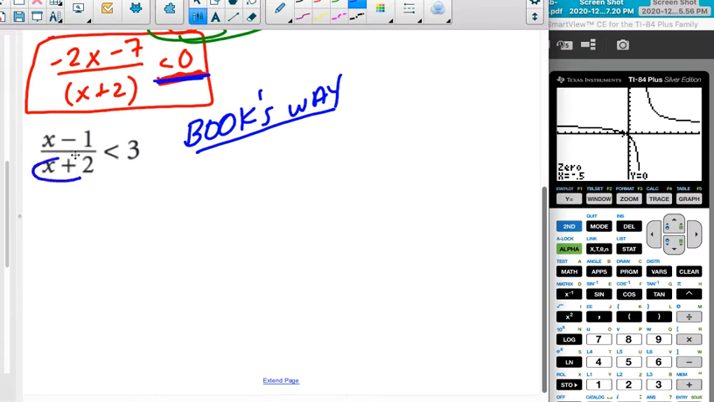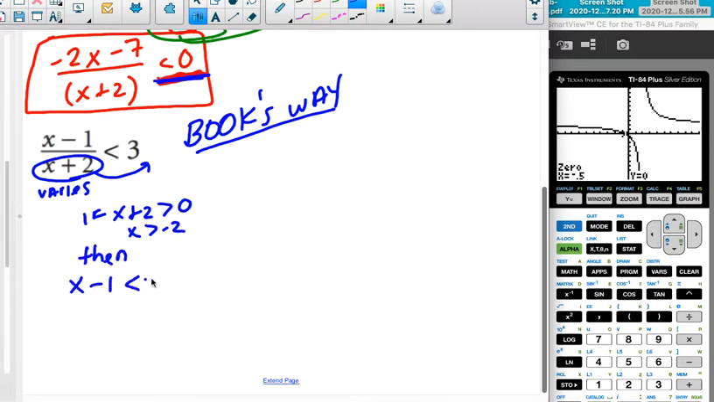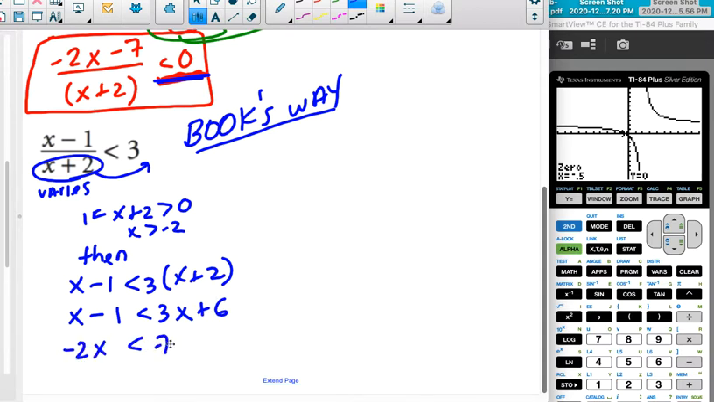Remember that you want to multiply this thing over, right? But this thing varies, right? That's the idea of a variable expression. So there's two possibilities. If x plus 2 is positive, right, meaning x is greater than negative 2, then when I multiply that over, the sign doesn't change direction, right? So I get x minus 1 is less than 3x plus 6. Negative 2x is less than 7. X is greater than negative 7 halves, right?